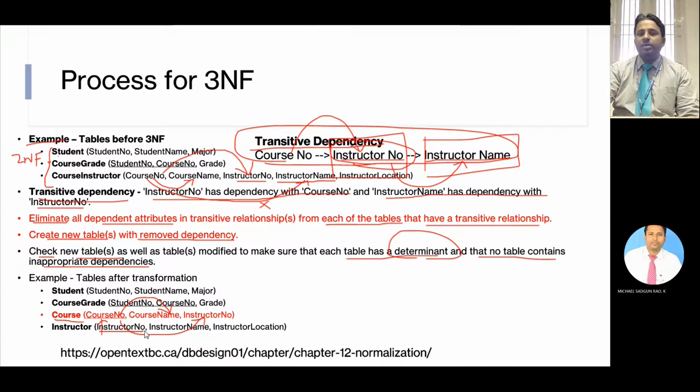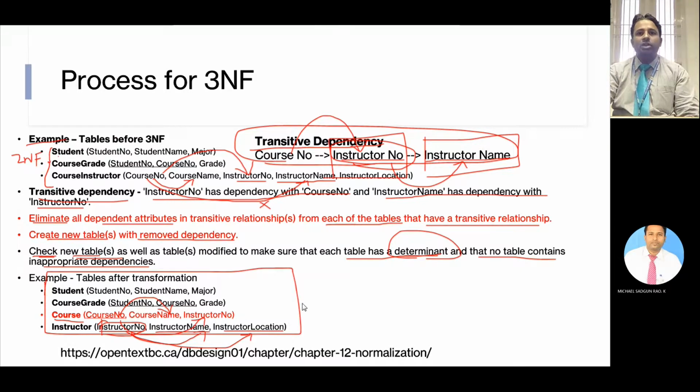Similarly, with instructor number, instructor name and instructor location, another relation is created. Here the determinant is instructor number; instructor name has a dependency, and instructor location has a dependency. So there is a determinant here. We are checking that there is a determinant in the newly formed table. Okay. So now this database is in third normal form.